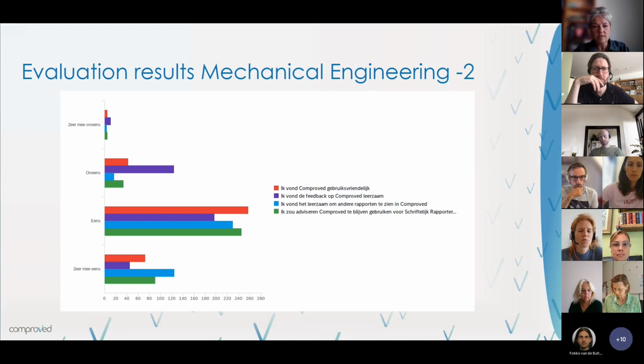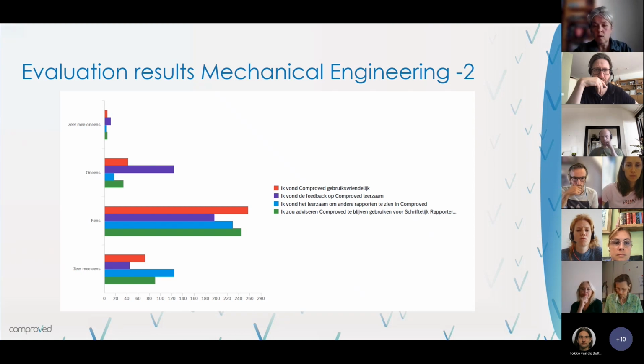Again, sorry, it's in Dutch, but the first statement, I think Comproved was user-friendly. You can see that, well, most of them agreed with that. So it's going from strongly disagree on top to strongly agree on the bottom of the graph here. So overall, you can see that on all statements, they mostly agreed or very much agreed, and very much would also advise us to keep using Comproved for the technical writing.